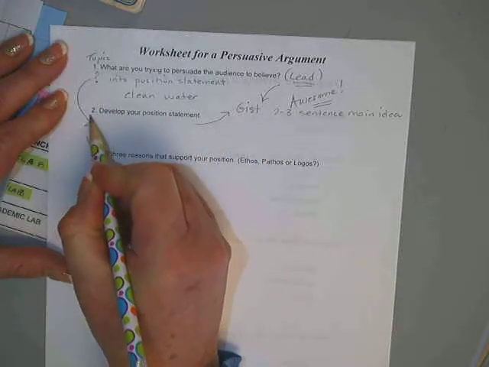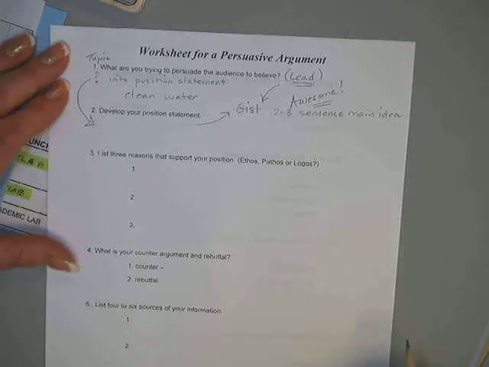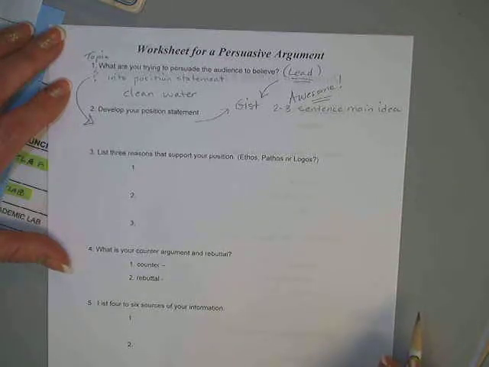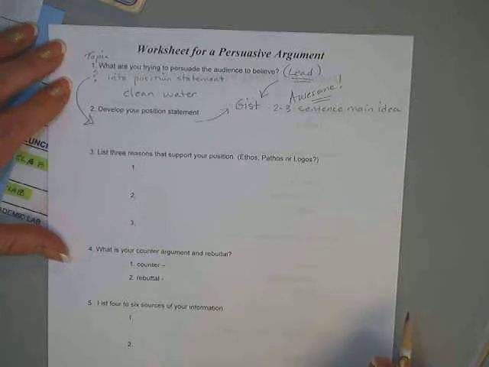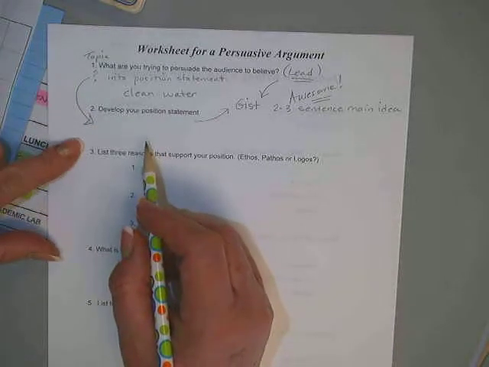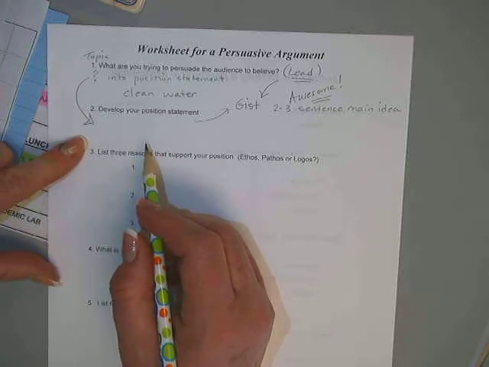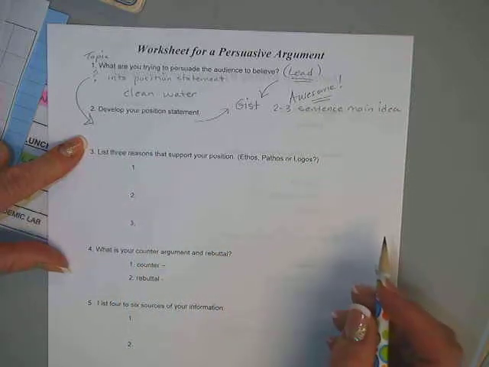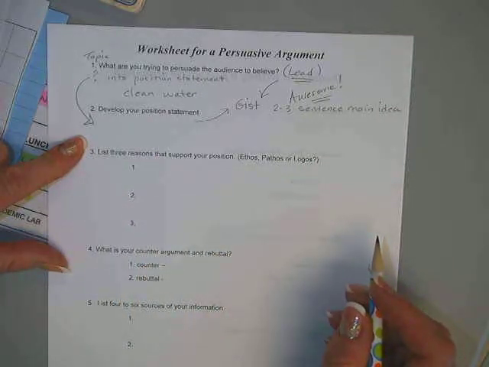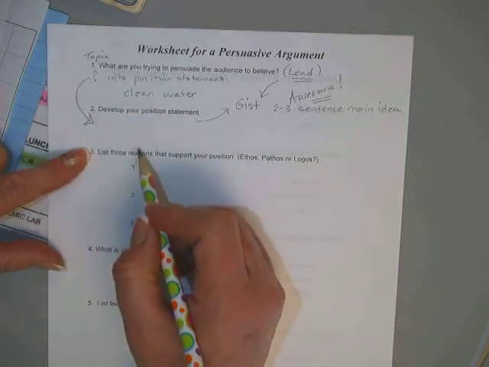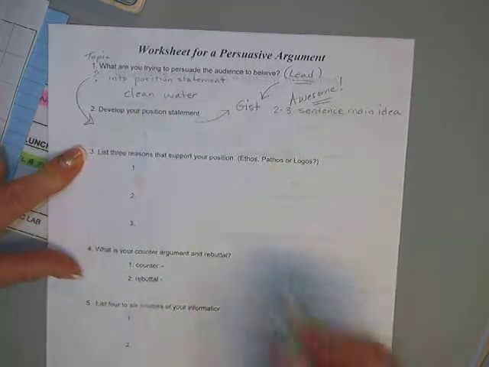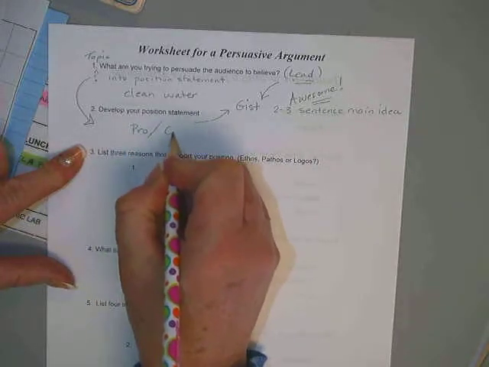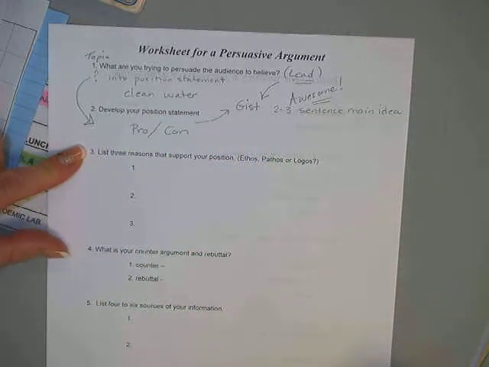Then I need to take my question and develop my position statement. If my question is, what is it that keeps our water clean? Then my position statement might be, it is imperative that we maintain the Environmental Protection Agency regulations to keep our water clean and pure. Okay? So I'm going to take this question and I'm going to create a statement that states very clearly whether I am pro the topic or con. Am I for it or against it? My position statement has to make that clear.